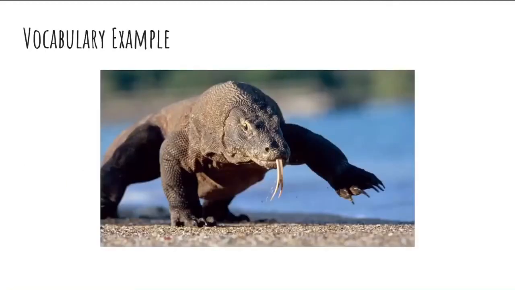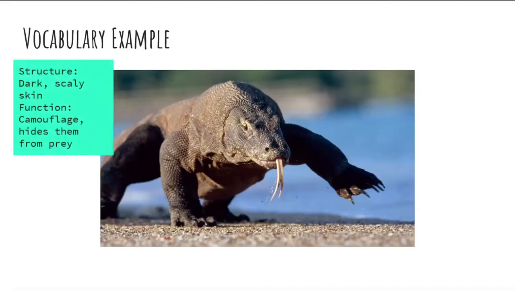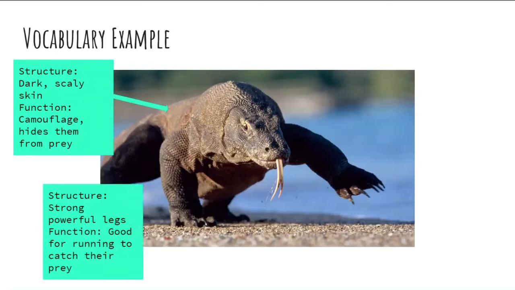Now that your 7 minutes are up, we are going to go into an example. This example will try to explain how function and structure work together. Our example here is a Komodo dragon. The Komodo dragon has dark and scaly skin. The function of this dark and scaly skin is to camouflage them and hide them from their prey. It also has strong, powerful legs. The function of this structure is good for running to catch their prey.